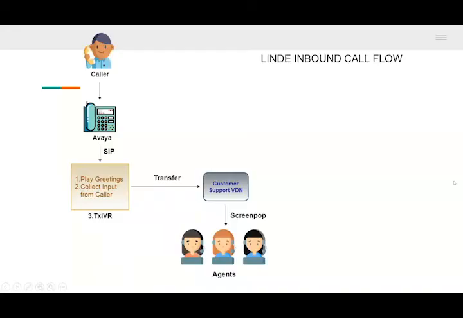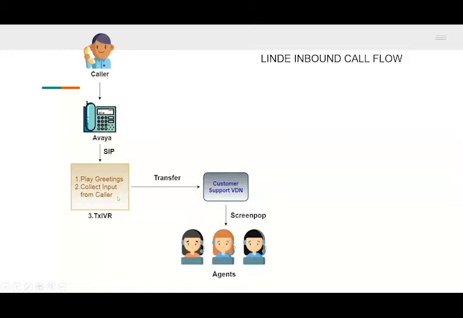And so TxRecord actually has two major components: audio recording as well as screen capture. A typical inbound call would be as follows. A caller will call in and the Avaya will get the call. It hits the TX IVR, which basically plays some greetings.